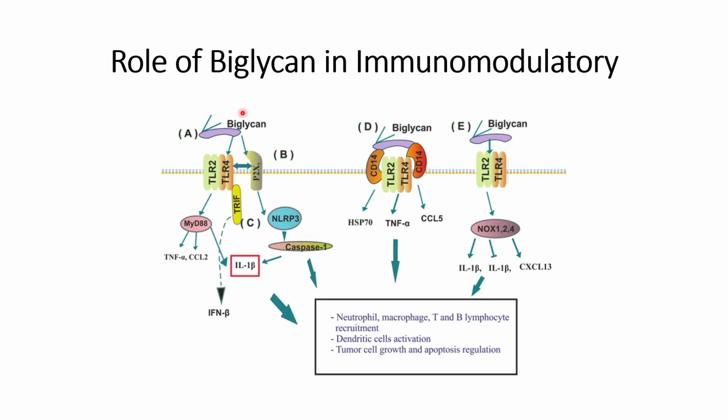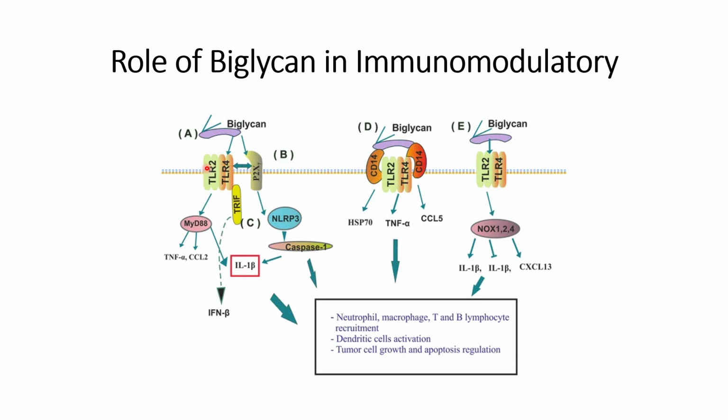Three different categories are shown here. First, they have shown that Biglycan interacts with TLR2 and TLR4 in the macrophages, which can lead to the activation of cytokines such as TNF-α and CCL2, and they will help in the recruitment of neutrophils through interleukin-1 beta.